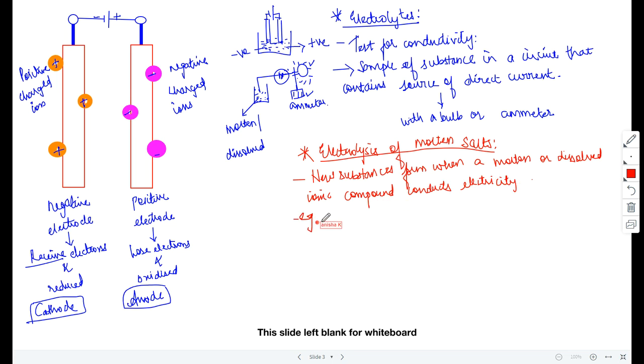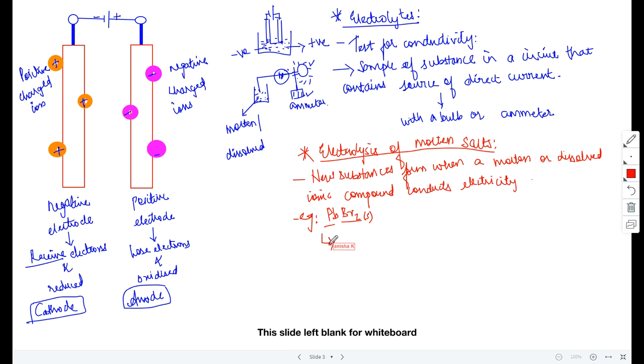What example did we take? Lead bromide, right? PbBr2, lead bromide. This lead bromide can be used to produce bromine and lead, because it has two elements inside it, lead and bromine. How? We'll see that. We are going to conduct electrolysis of molten lead bromide. Initially, lead bromide is solid in nature.